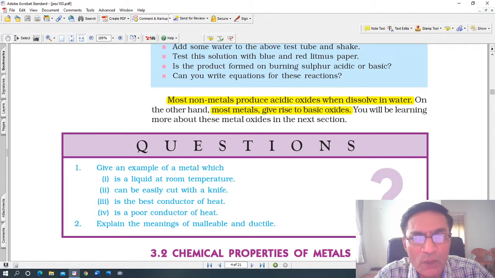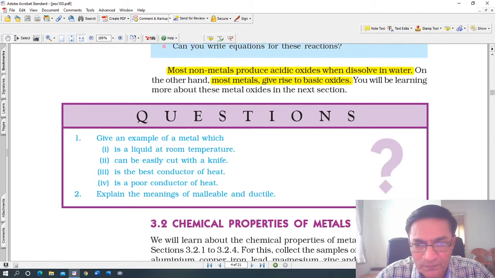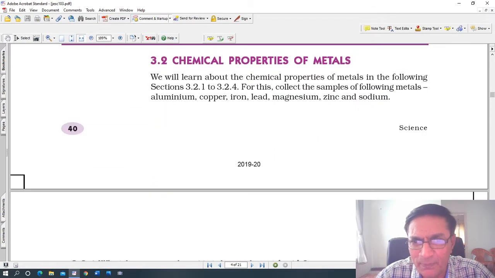You'll be learning more about these metal oxides in the next section. Okay, so let us see here now. All these questions are there in the PDF. We'll discuss that. You can read that in the PDF.